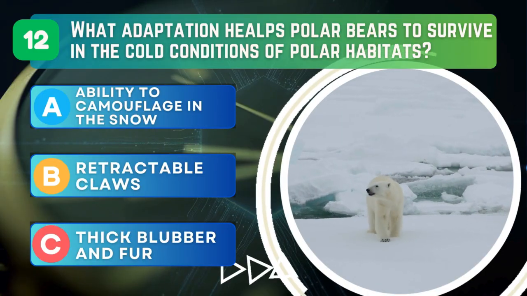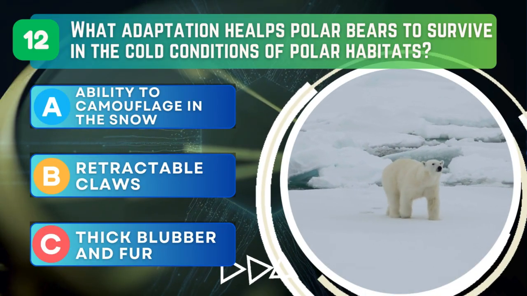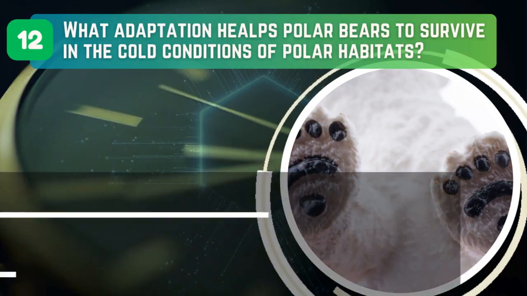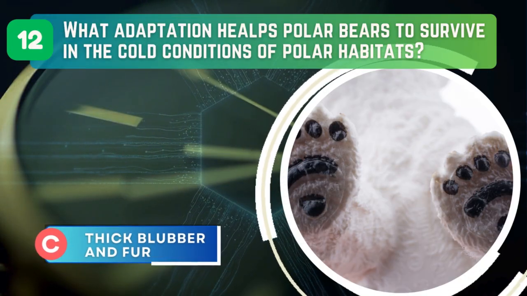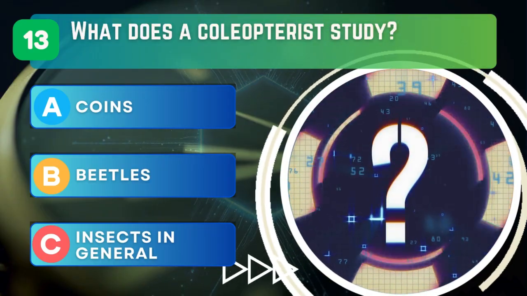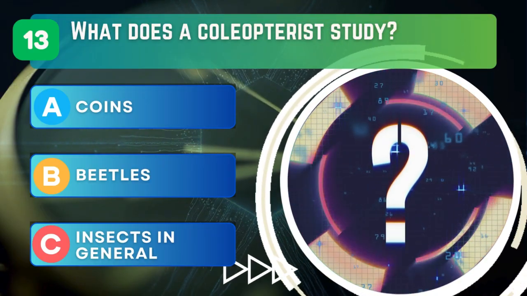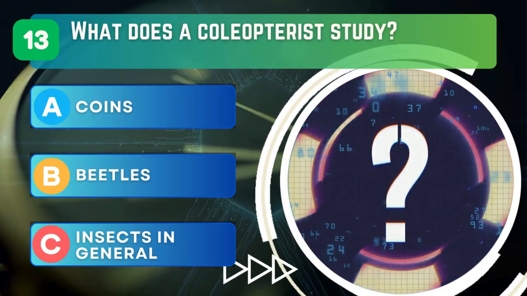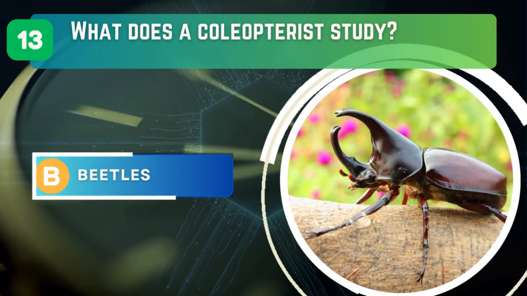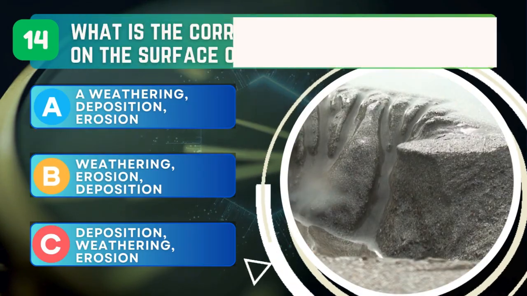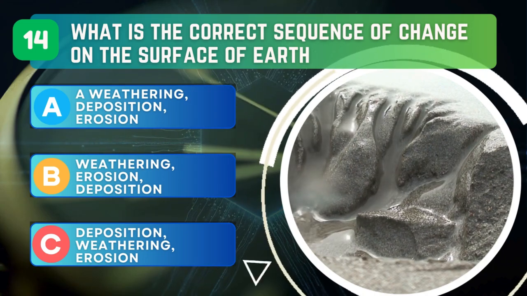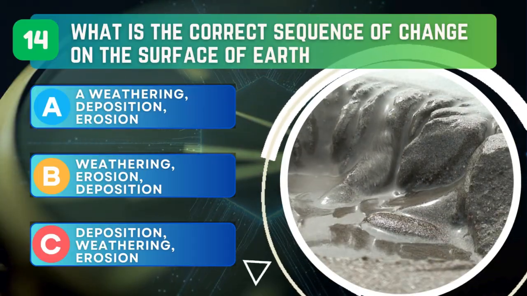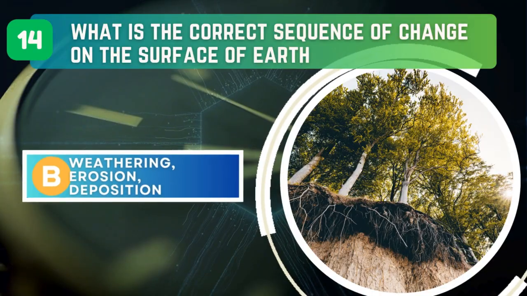What adaptation helps polar bears to survive in the cold conditions of polar habitats? Thick blubber and fur. What does a Coleopterist study? Beetles. What is the correct sequence of change on the surface of Earth? Weathering, erosion, deposition.